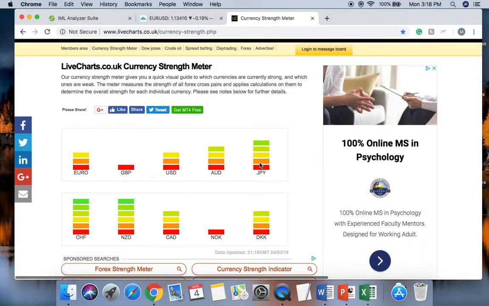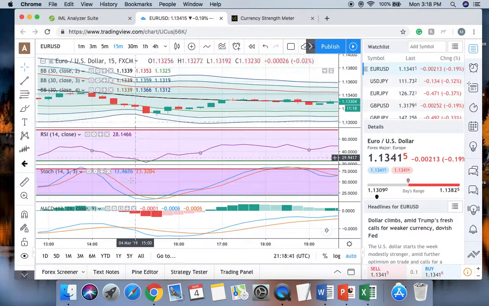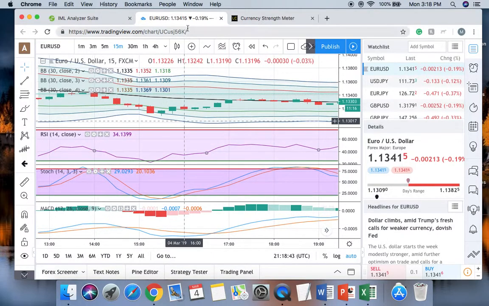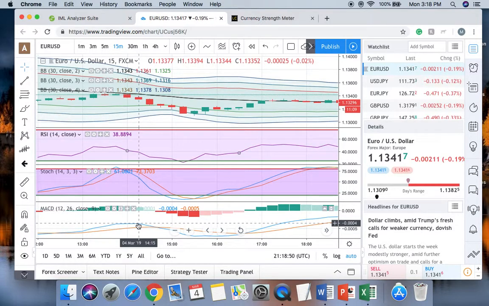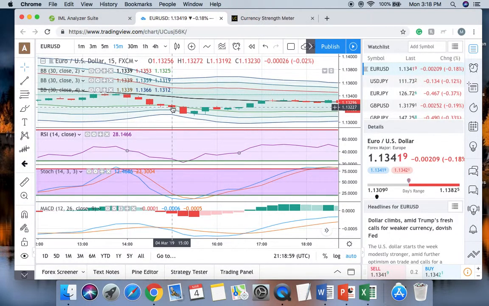So if one's stronger than the other, for instance, let's just say we were doing a JPY GBP and JPY was first, we'd expect a bullish market, or a GBP JPY, we'd expect a bearish market. So if that's the case, we can head over and use this MACD. I know this is still the Euro USD, but when we see this blue line in a bearish market, if that's what we're expecting, we see this blue line cross over this orange line right here like we did. That would be a good indication for a sell.